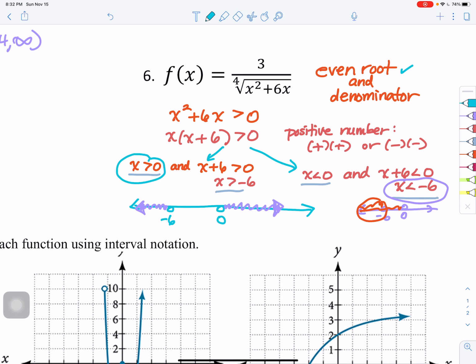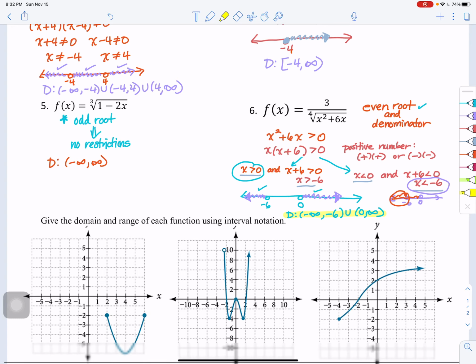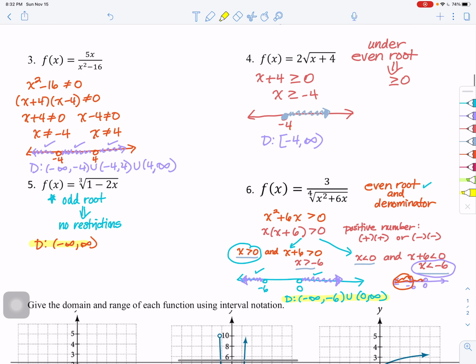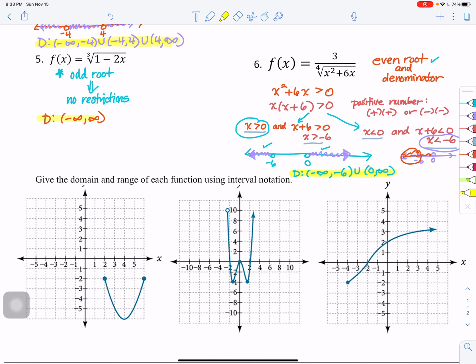Okay? So now, let's write our domain. Our domain here, we're going to have 2 intervals. We're going to go from negative infinity all the way to negative 6 and union that with 0 to infinity. And again, we do not want to include negative 6, nor do we want to include 0 in those. So I'll go ahead and highlight these domains, and we'll move on to the graphical method of looking for domain.